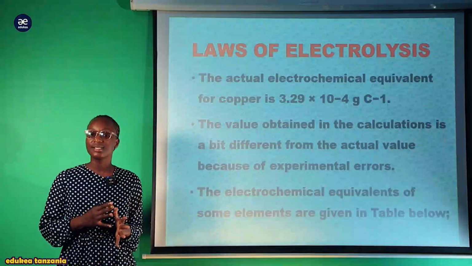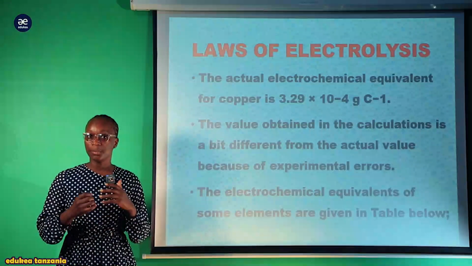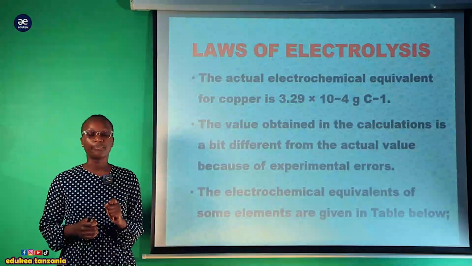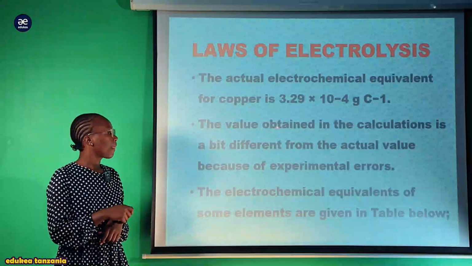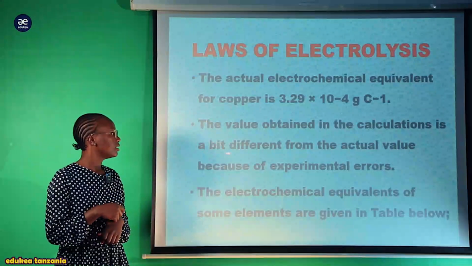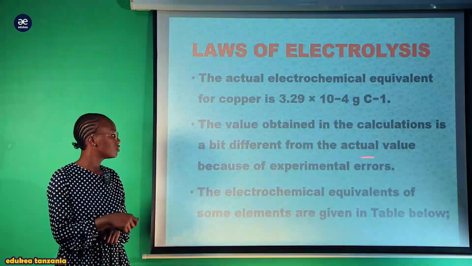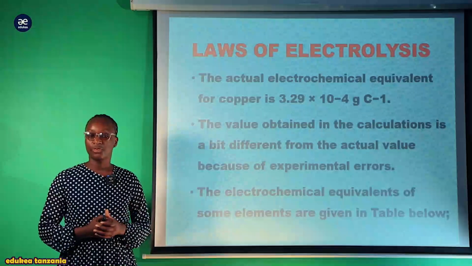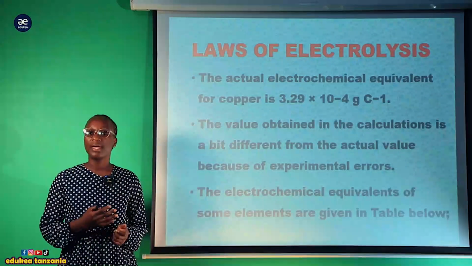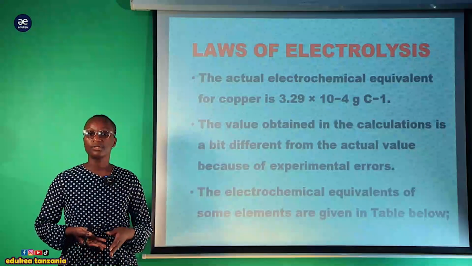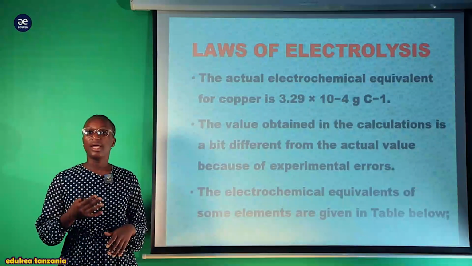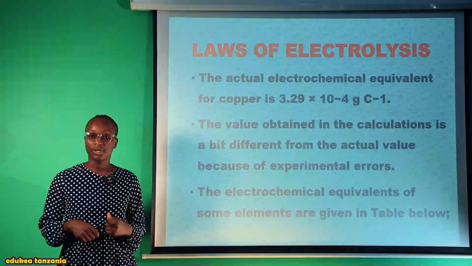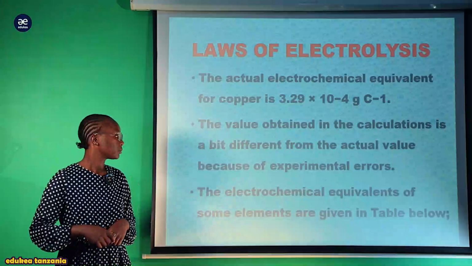So you can see there is just a small difference katika 3.14 na 3.29, lakini zote ni 10 power negative 4. So why is the value obtained in the calculation a bit different from the actual value? Because of experimental error. As I said, kumbe hizi values zinatofautiana kidogo kwa sababu ile tulitumia conducted data ambazo zilikuwa tabulated kwenye table, calculated like so. Lakini hii ni actual value ambayo ni known ya electrochemical equivalent ya deposition of copper.